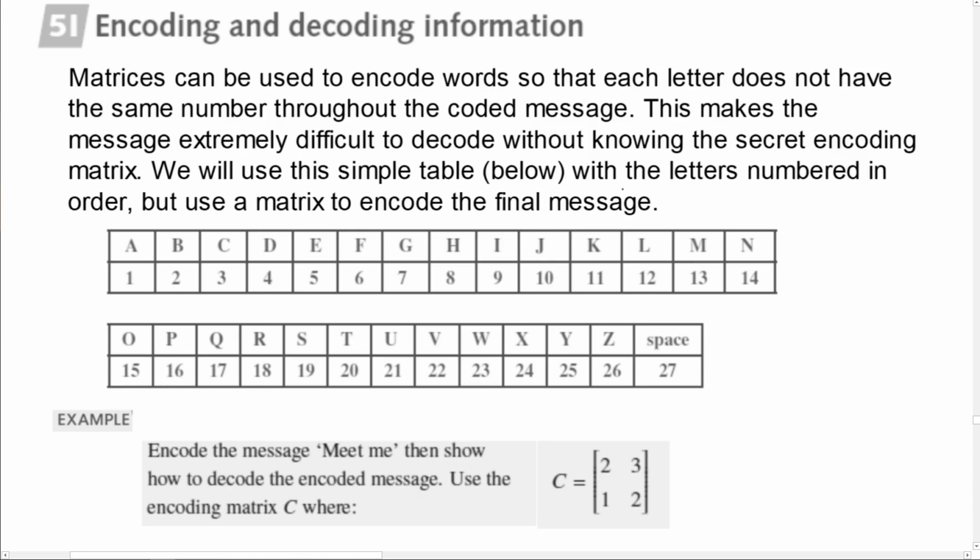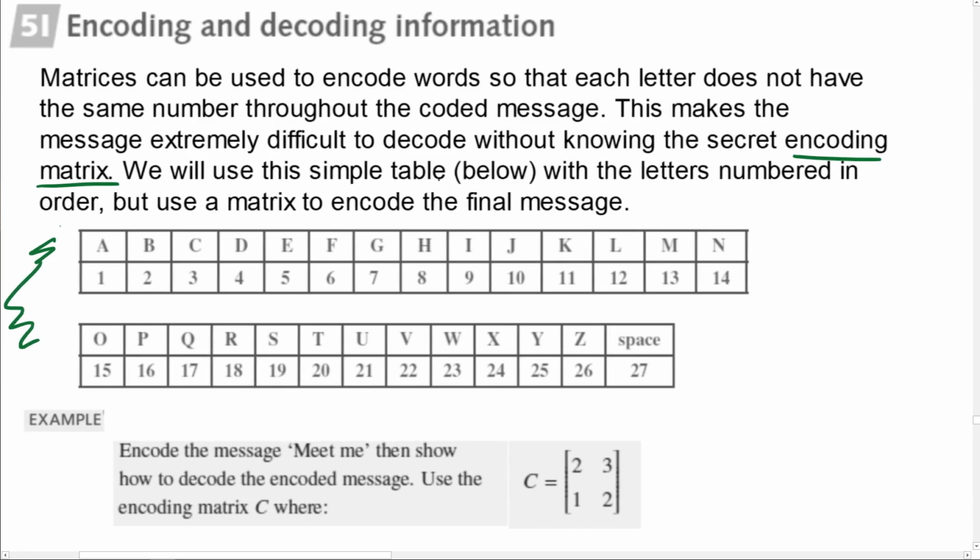So matrices can be used to actually encode a message so that it can't be decoded easily. This makes the message extremely difficult to decode without knowing the secret encoding matrix. So the keyword there is this secret encoding matrix. We will use this simple table below, with the letters numbered in order, but use a matrix to encode the final message.